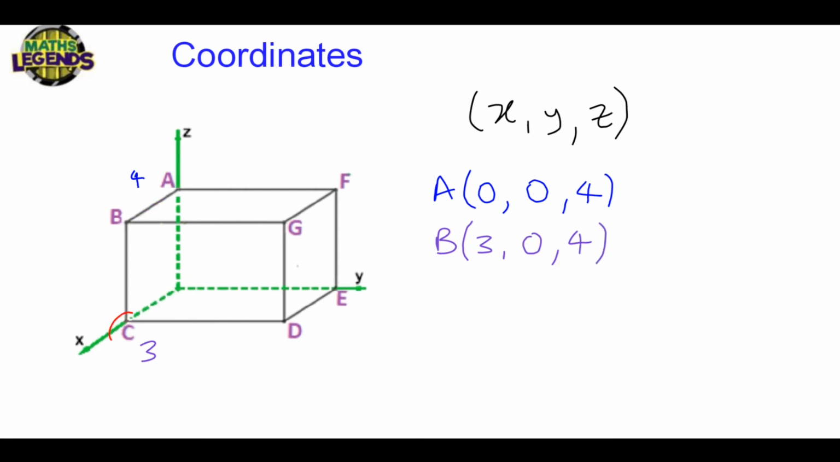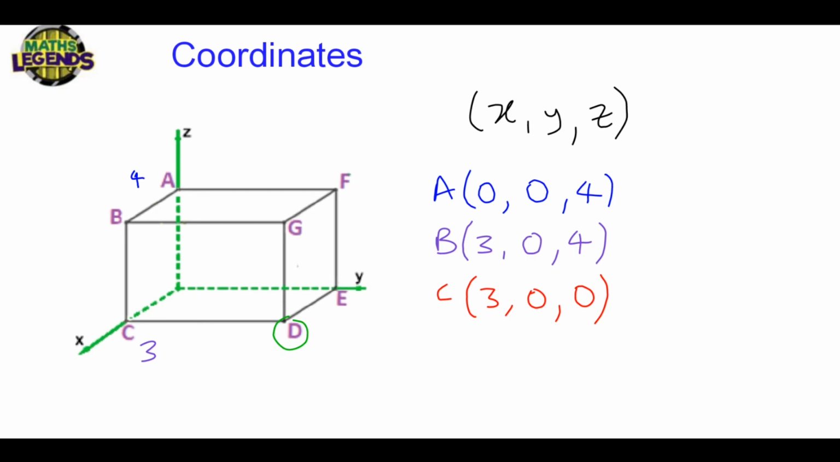Now let's look at the point C. Now C is already on the x-axis, which has a value of 3. So we can give x value 3. Then for y, we go in the direction of the x-axis towards y and we hit the origin. So y has a value of 0. And we also hit the z-axis at the same time. So z also has a value of 0.